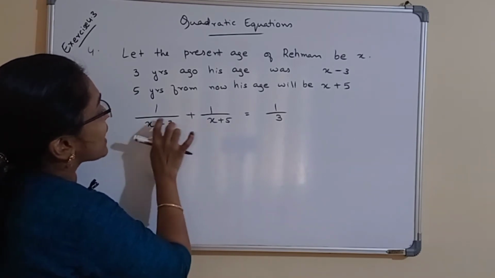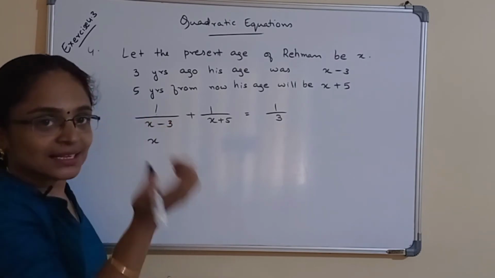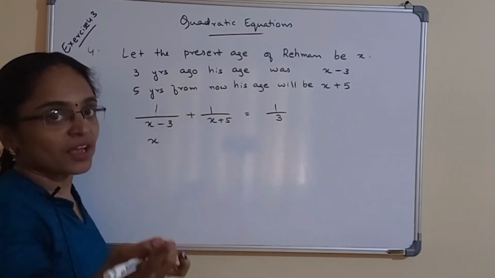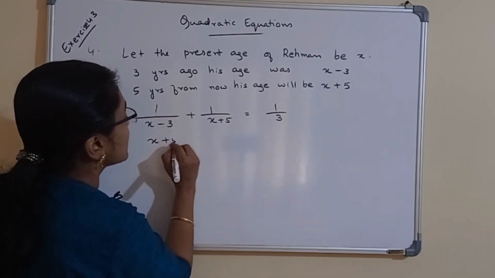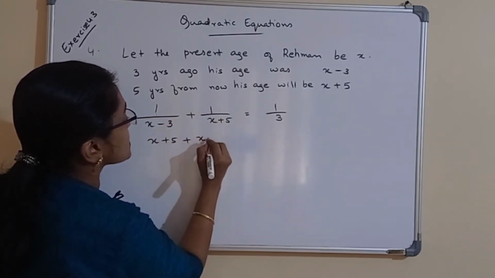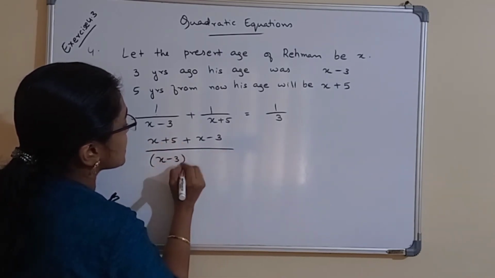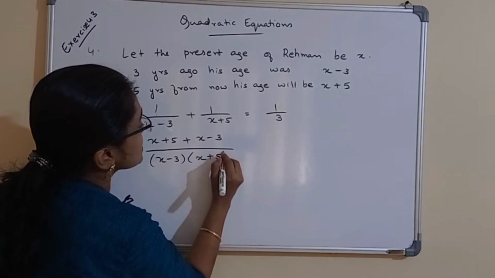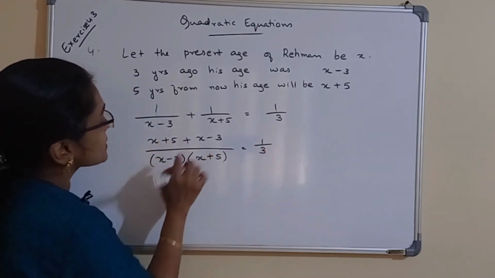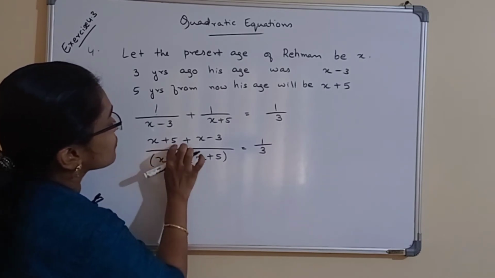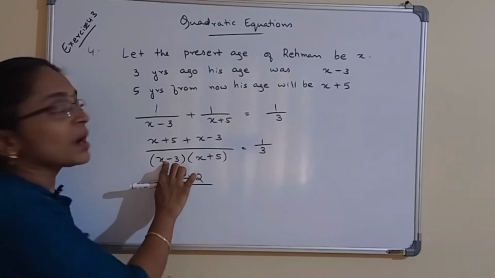So we can add this first. To add this, we have to take the LCM. x minus 3 into x plus 5 is the LCM. So we have to multiply this 1 by x plus 5 and this 1 by x minus 3, over x minus 3 into x plus 5, is equal to 1 by 3. Now, adding this we will get 2x and 5 minus 3 is plus 2, by multiplying this.